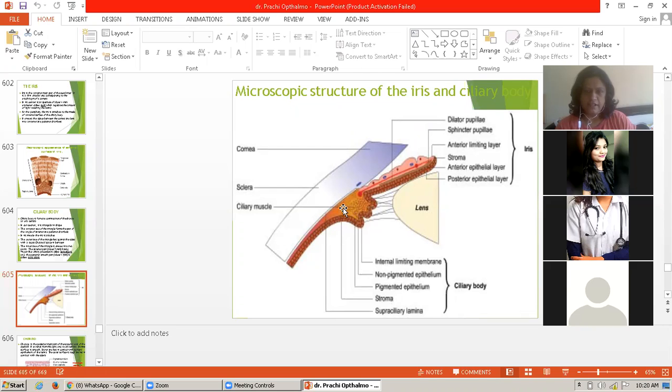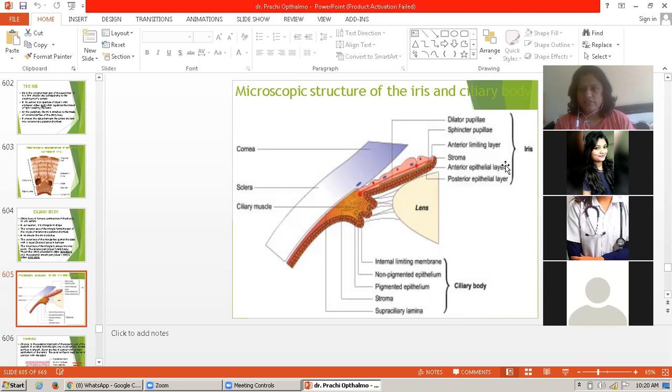The light brown color is the stroma, and the supraciliary lamina. So this is a supraciliary lamina. This line just under there is a stroma, and under the stroma there is a pigmented epithelium, non-pigmented epithelium, and internal limiting membrane. So this is all about the microscopic structure of the ciliary body.